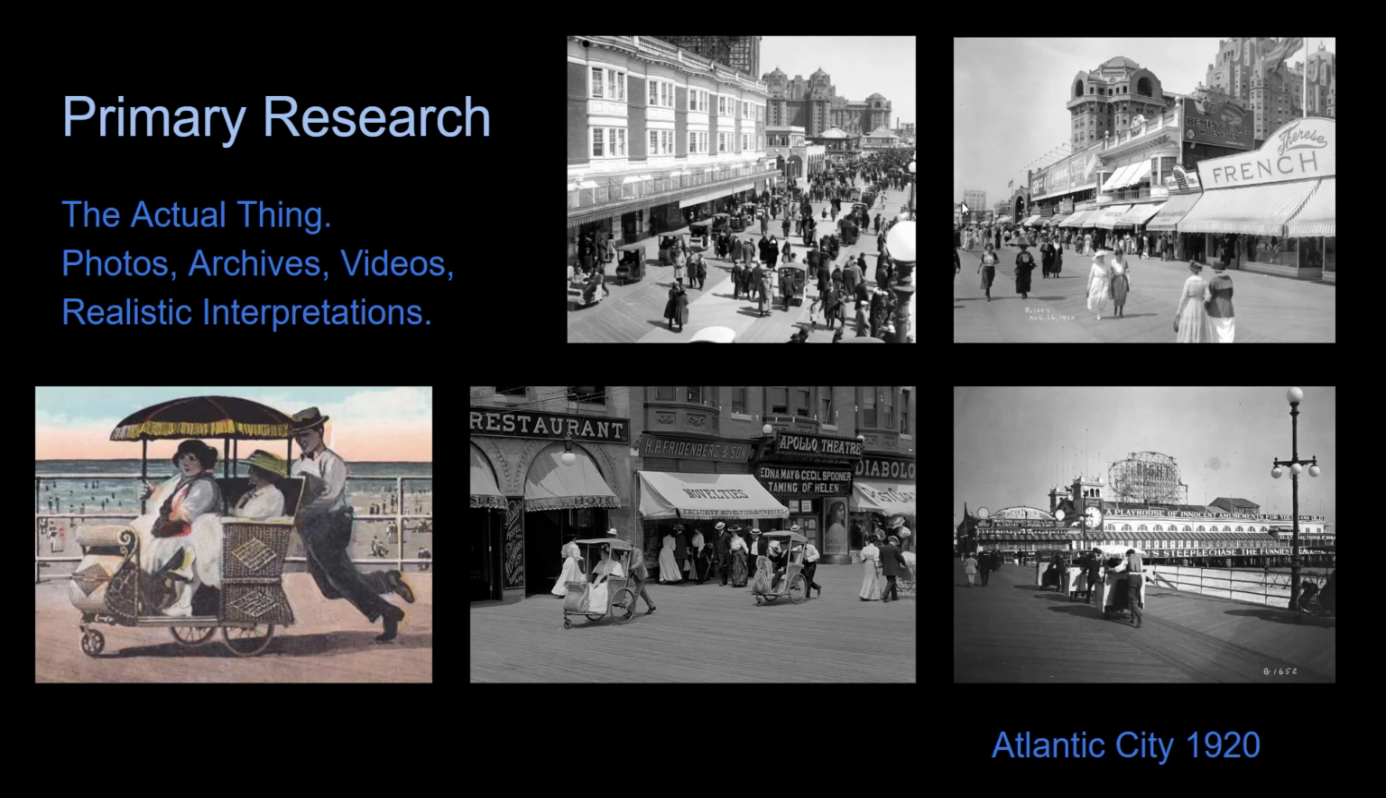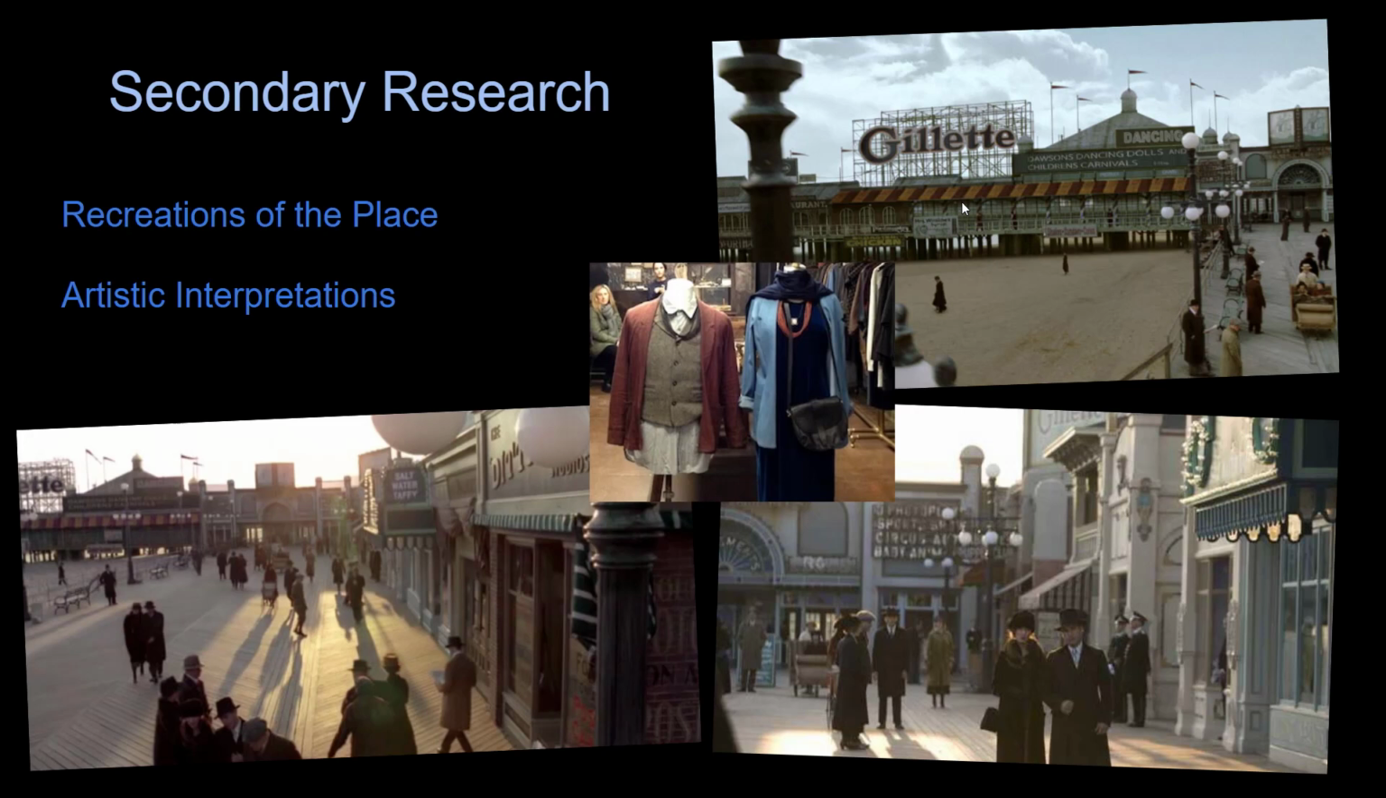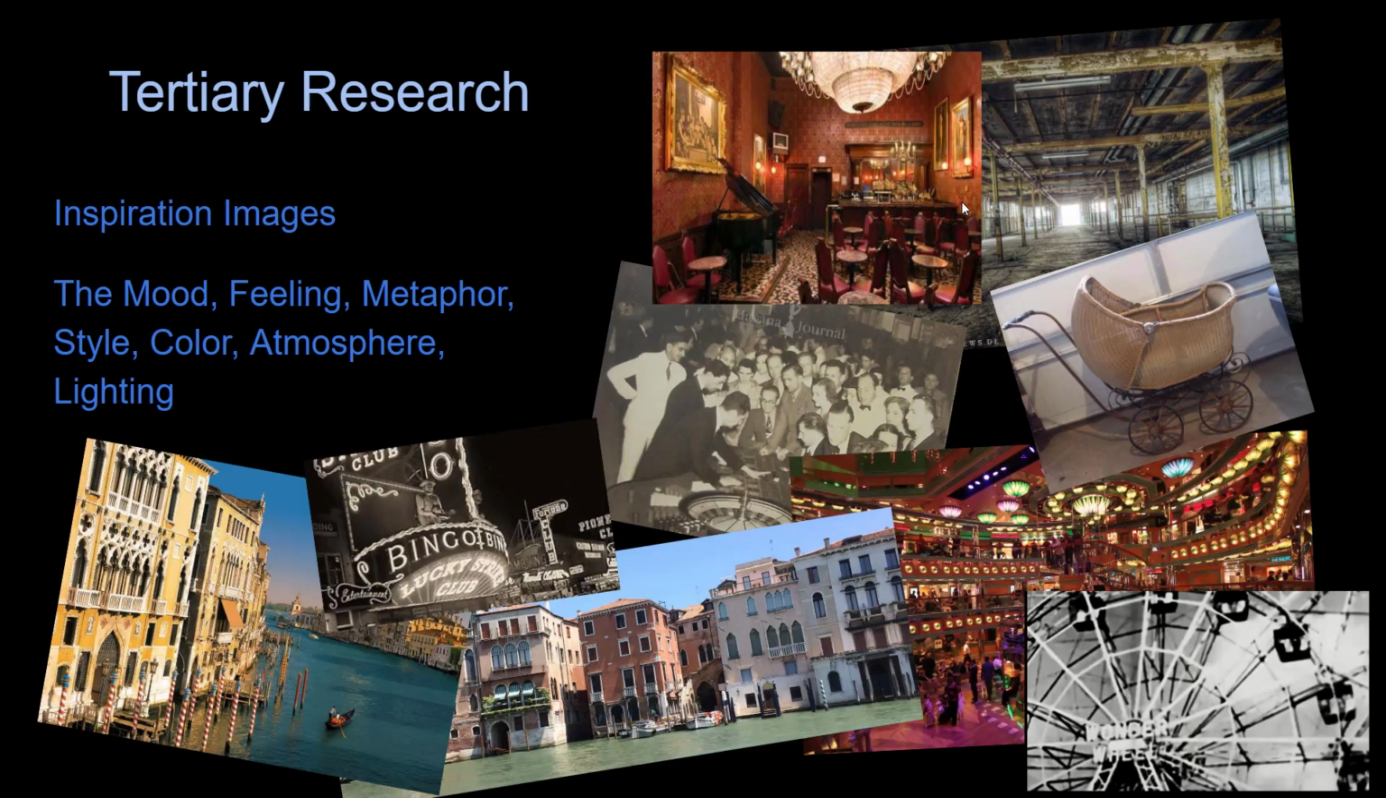That brings us to secondary research, which is an artistic interpretation. It might be a period movie or TV show, or a painting of the subject matter. This research is meant to inspire, but not to be used directly, to avoid copying another artist's work. Tertiary research may be completely unrelated work, but influences you in a way that motivates you in the design process. It might be the way a light hits an object, or the color palette of a travel photograph. It's not a literal reference, but it helps you with your mood.